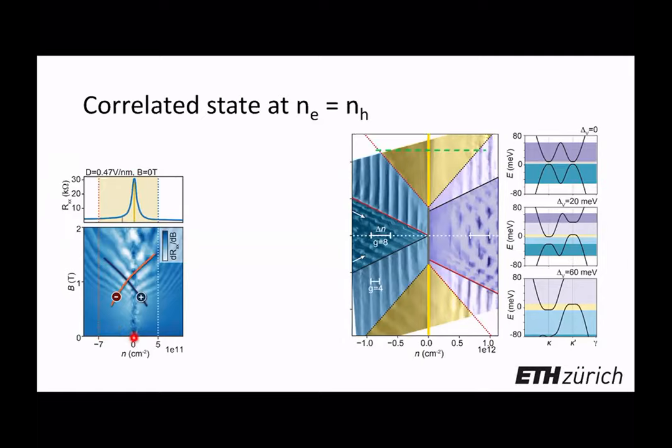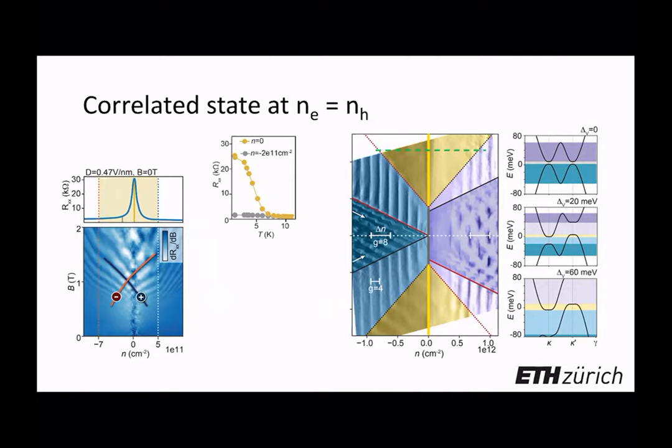And then at zero total density, so when the electron density and the hole density are equal, we see a resistance peak, also in the plot here on top. And this resistance peak, for us, highlights that there is some insulating state. And remember that from the single particle band structure, we don't expect any gap at all. So this is why we think this is a correlated insulator. This resistance peak has a thermally activated behavior, as you can see here, where the peak goes basically flat at around 5 Kelvin.